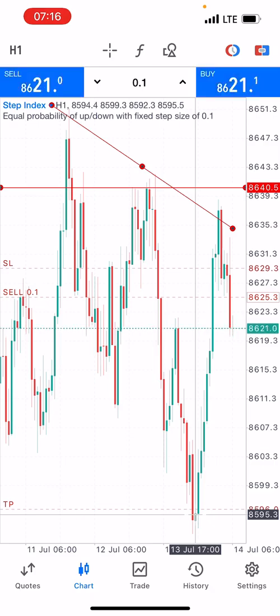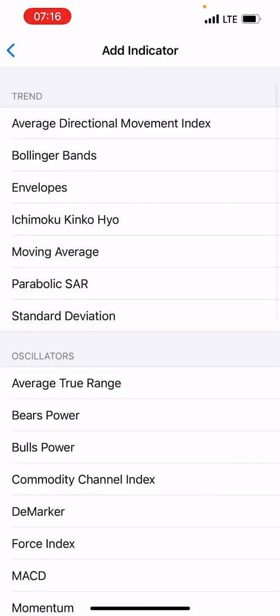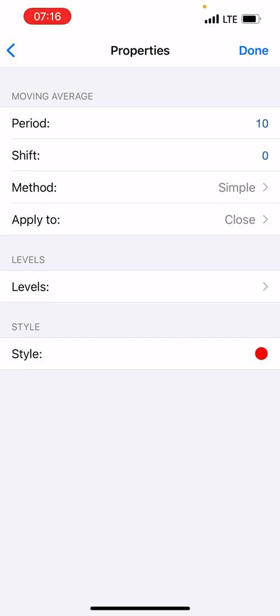Firstly, I'll go to the indicators where we can introduce the strategy for the second one. Remember, I told you I'm going to show you two strategies, which is firstly the price action strategy, and second, the indicator strategy that helps in achieving this goal. So we're going to be using the step index strategy, which I'm going to show you now. We'll be needing a moving average to use for the strategy.